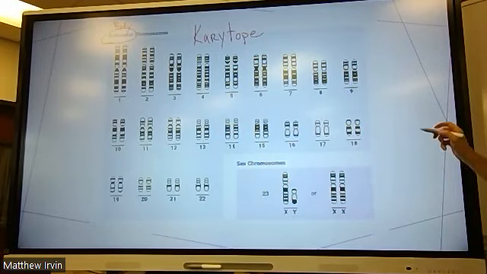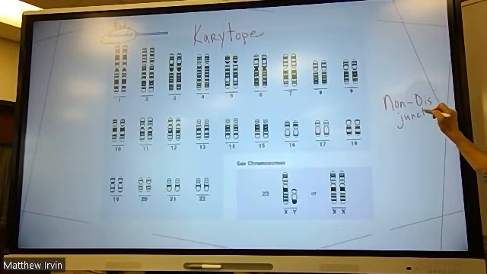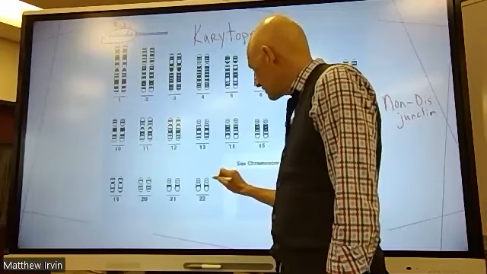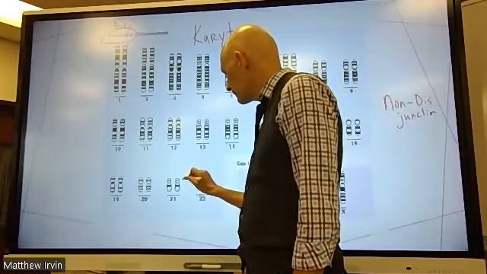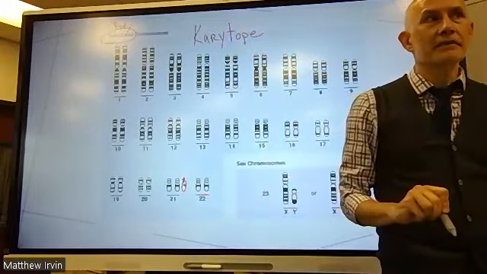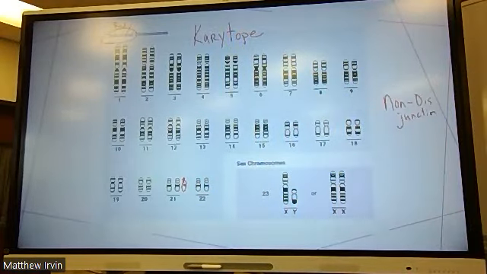Sometimes you will have something called non-disjunction. Non-disjunction is when you have a failure of what to happen? Separate. Chromosomes don't line up in this one. Right, so the chromatids don't separate, and so you might get an extra 21st chromosome. And what would that be called? That is Down syndrome, or trisomy 21.